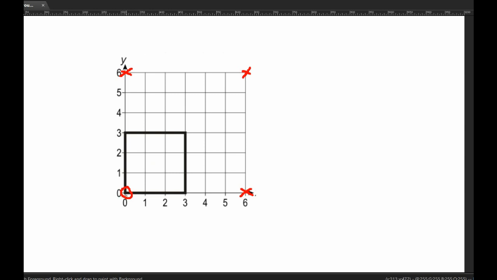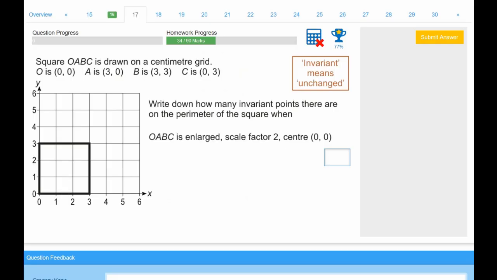If I enlarge, it's (0, 0) already, it's 0 away. 0 times 2 is 0. So this point will stay. So my square will end up looking like this. Then the question is, how many points didn't change? And the answer is this point here. This point doesn't change, so therefore it has one invariant point. So here, if I hit 1, that's what it was looking for.